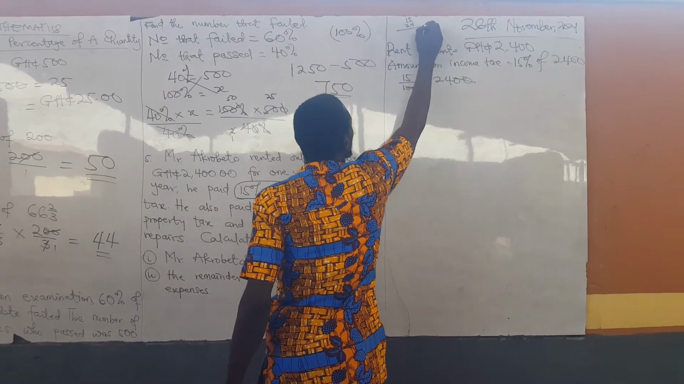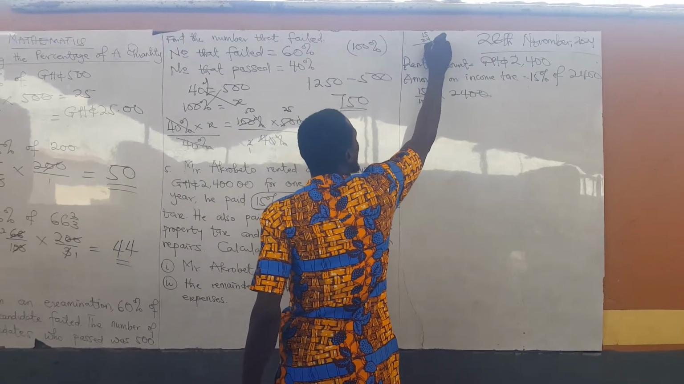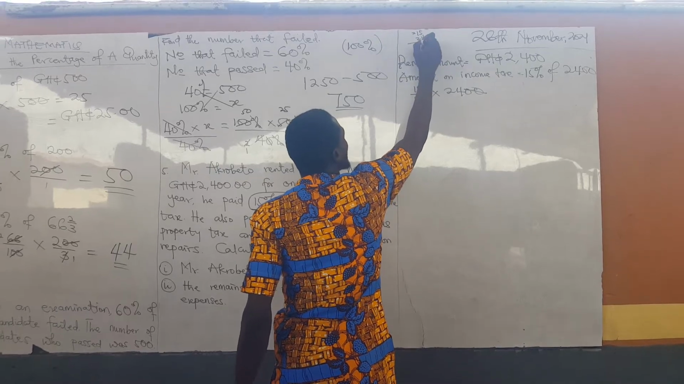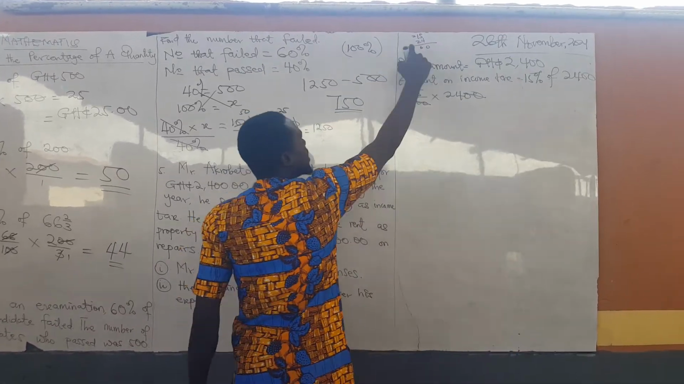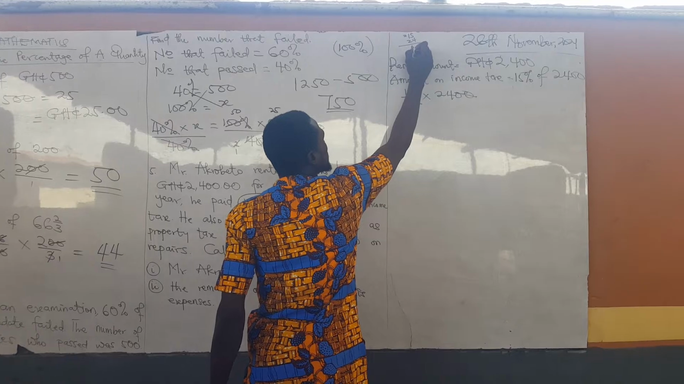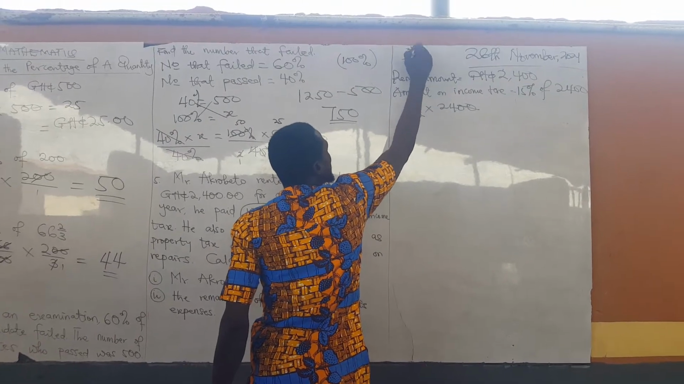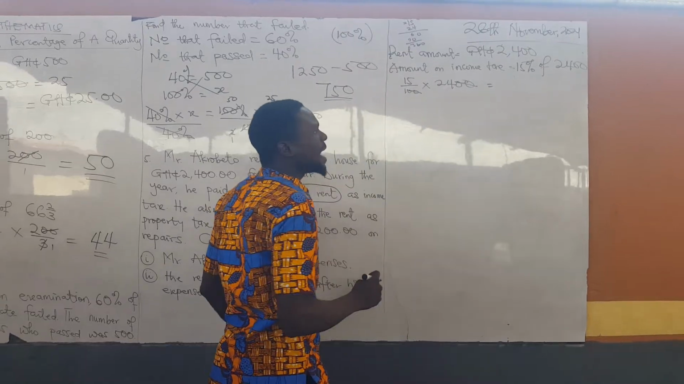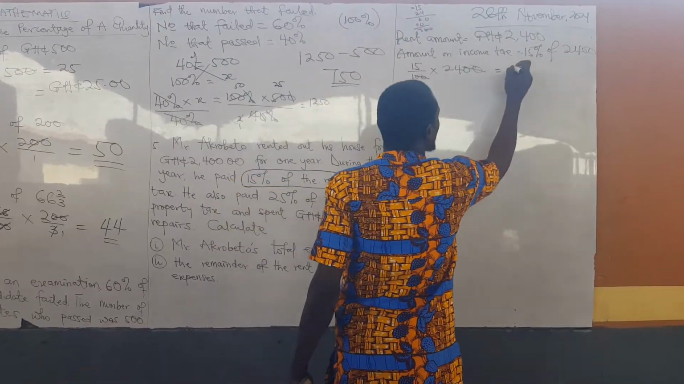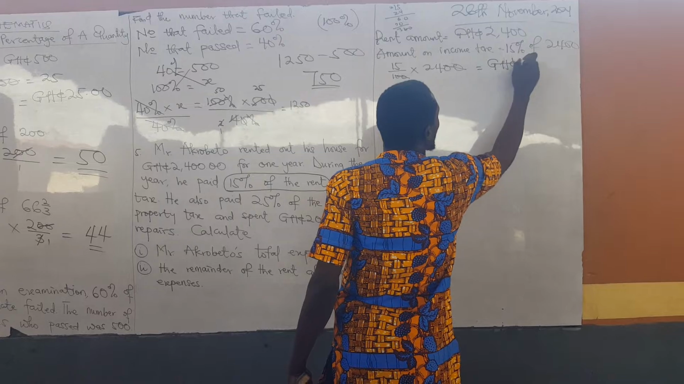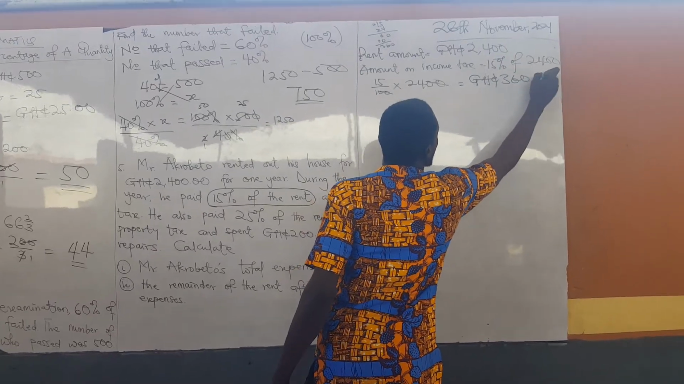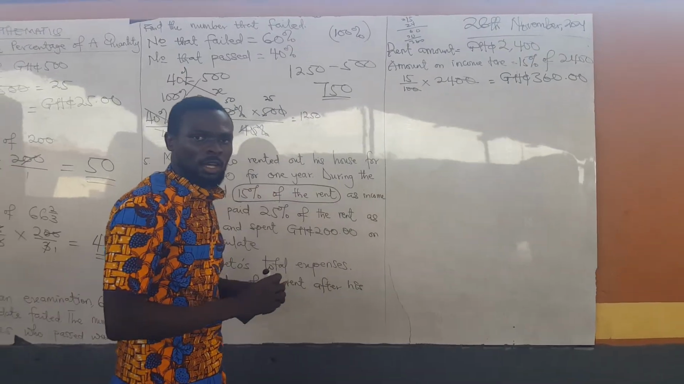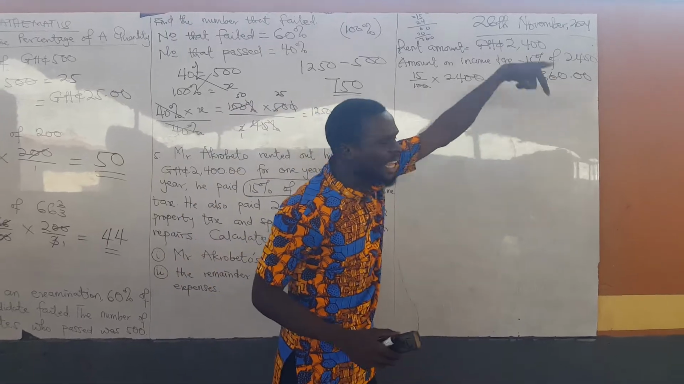15 times 24. 5 times 4 is 20, remember 2. This will give us 60. 2 times 5 is 10, remember 1. This will give us 30. So 360. So the amount spent on income tax is 360 Ghana cedis. So this is the amount spent on income tax.